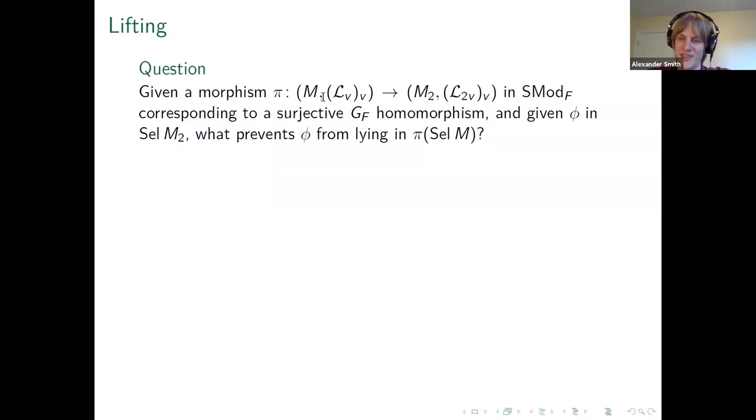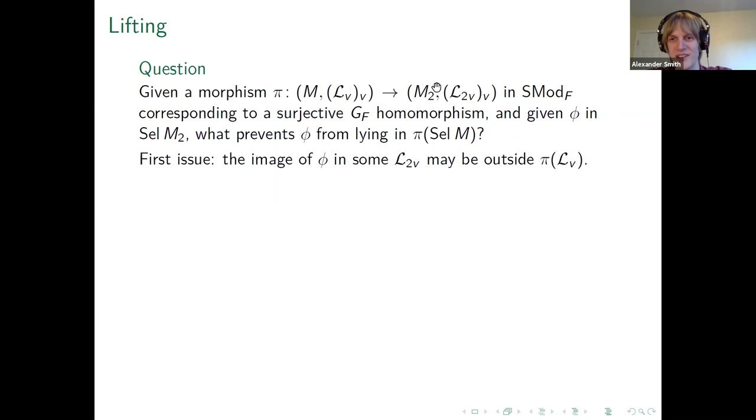The second and third reasons are both interesting. I will not talk about them. The first reason is very boring, and I will mention it. The first issue is that the image of phi in L_2,v might lie outside the image of L_v in L_2,v. If that happens, there's obviously not going to be a way to lift phi. So this is a stupid enough problem that I actually have to change the definition of what I'm caring about to deal with it. And I don't feel too bad about it.